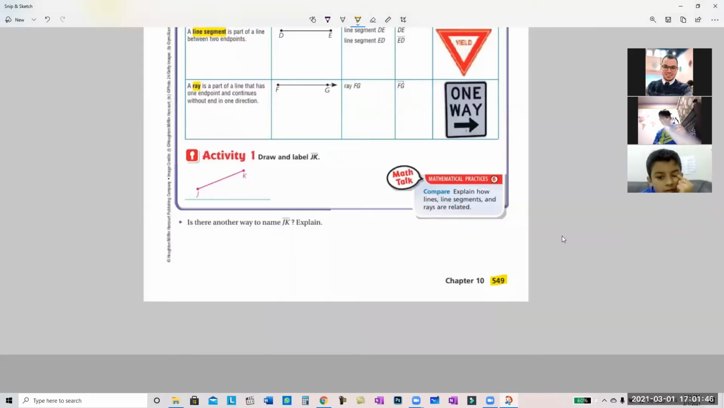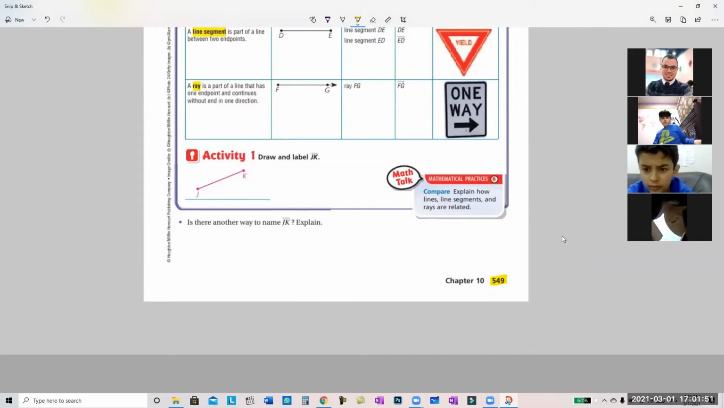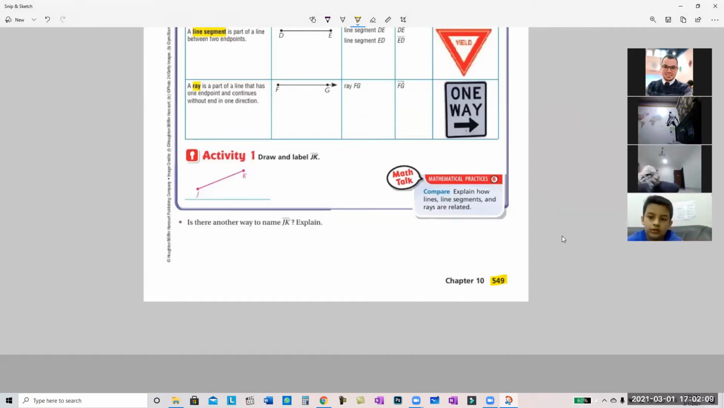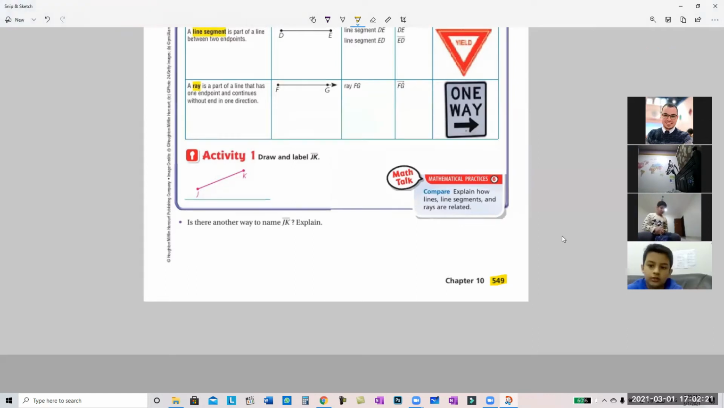Okay, in this class, you will need your geometric tools: pencil, ruler, and eraser. So get your tools ready and get yourself ready, and we're gonna start this lesson in 2 minutes. You have to get your geometric tools, because we're gonna draw some geometric figures today.